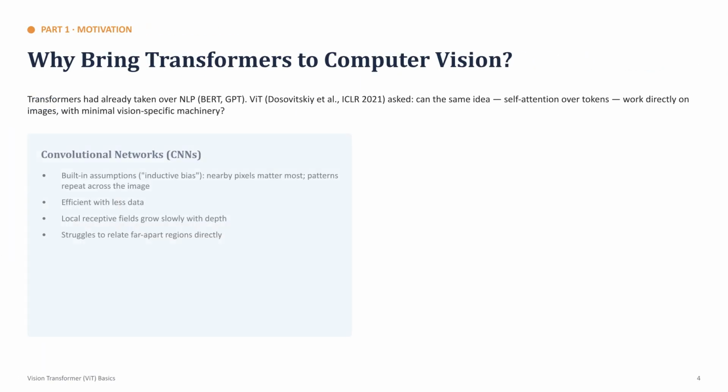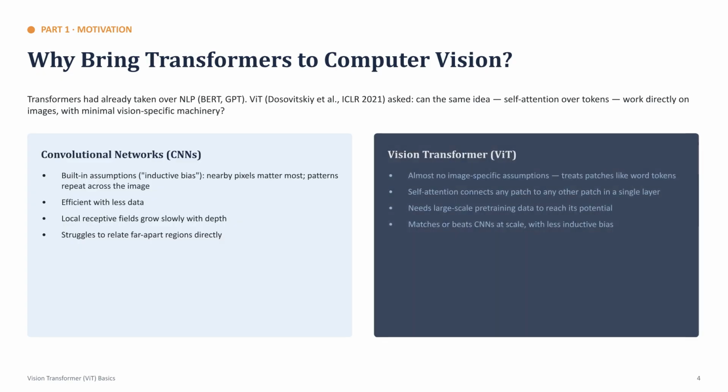So why do this at all? Transformers had already taken over natural language processing. Think BERT, GPT. The authors of ViT, Dosovitskiy and colleagues, asked a simple question. Can the same idea, self-attention over tokens, work directly on images with minimal vision-specific machinery?